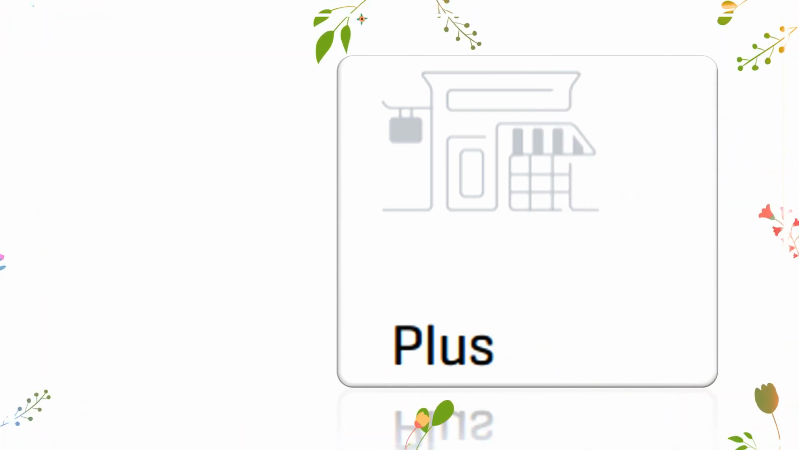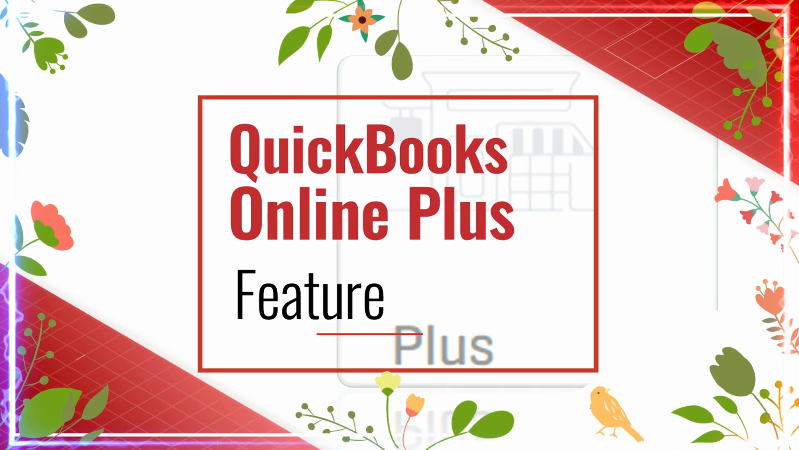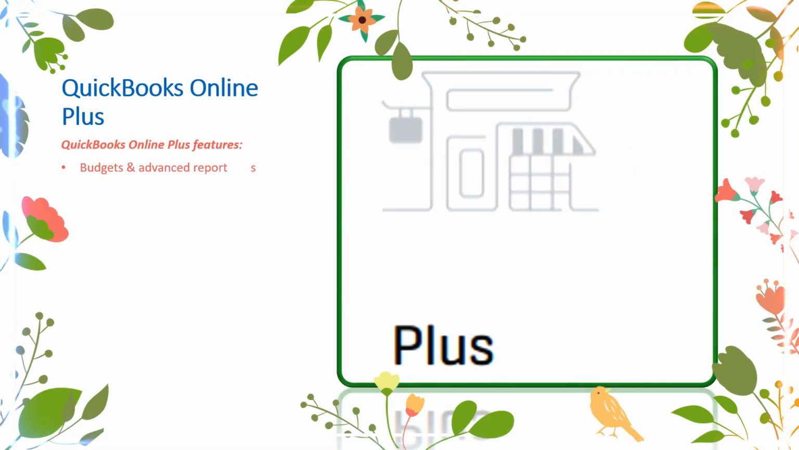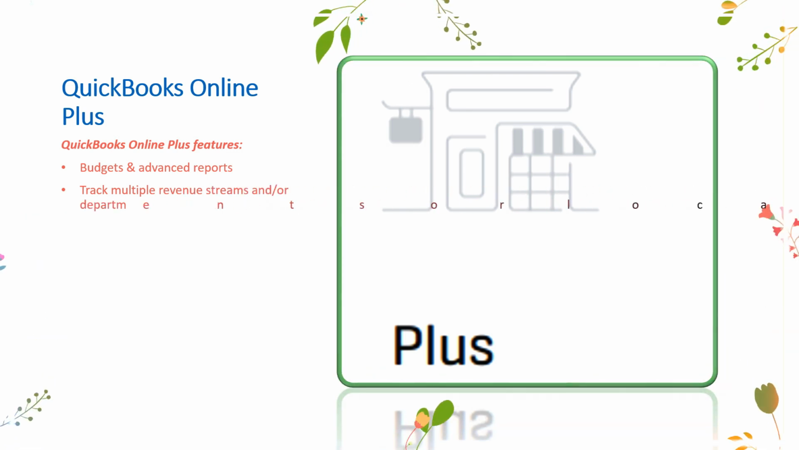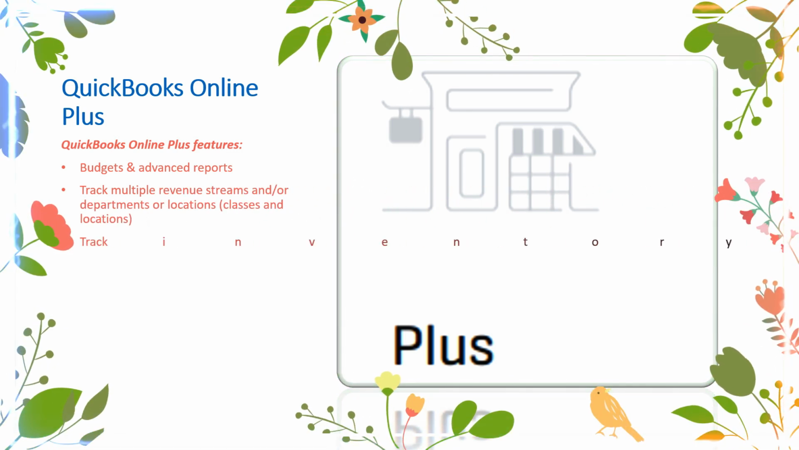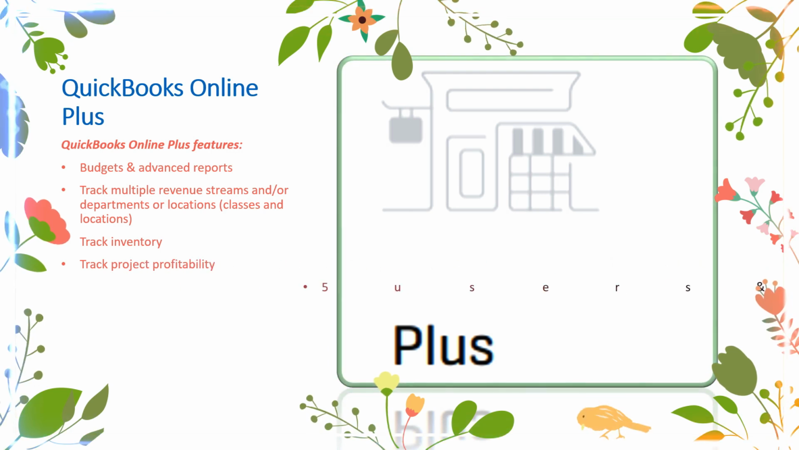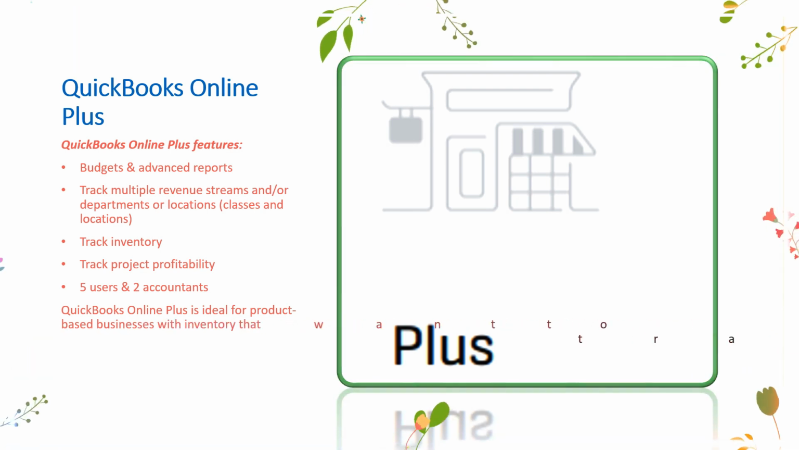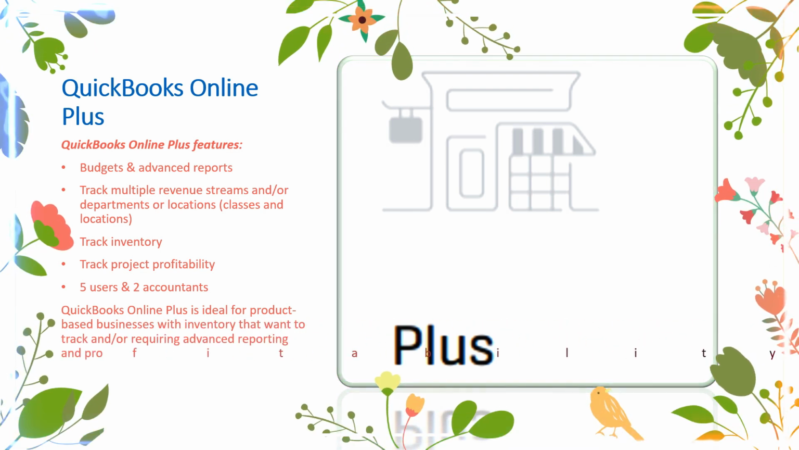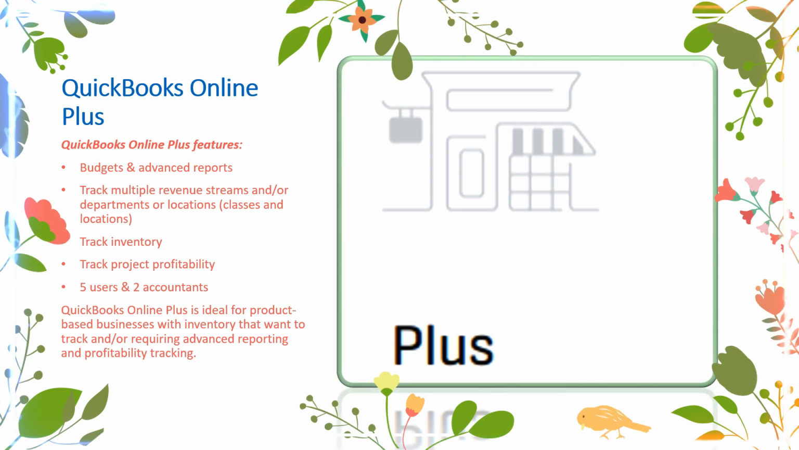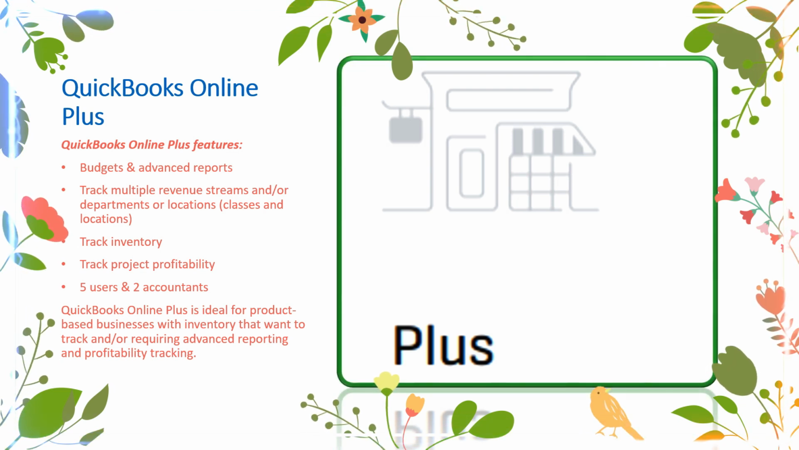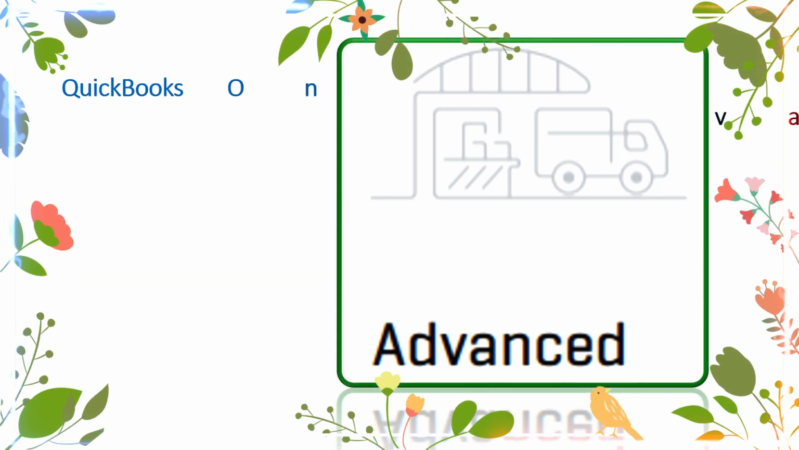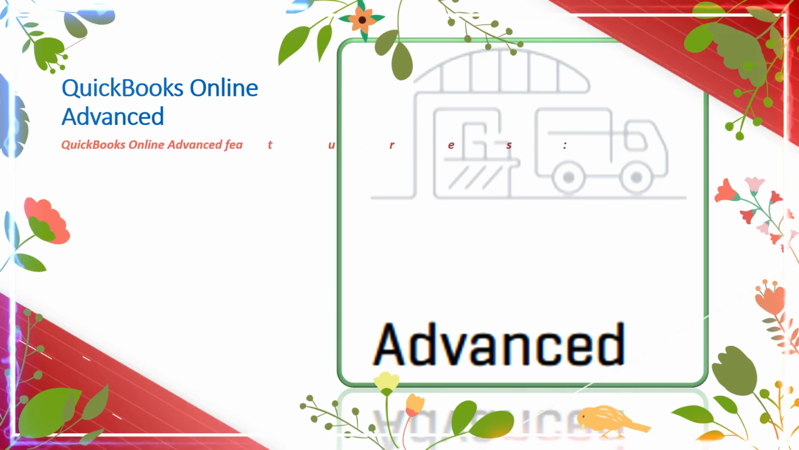QuickBooks Online Plus features: budgets and advanced reports, track multiple revenue streams, departments or locations, classes and locations, track inventory, track project profitability, five users and two accountants. QuickBooks Online Plus is ideal for product-based businesses with inventory that want to track it, and those requiring advanced reporting and profitability tracking.